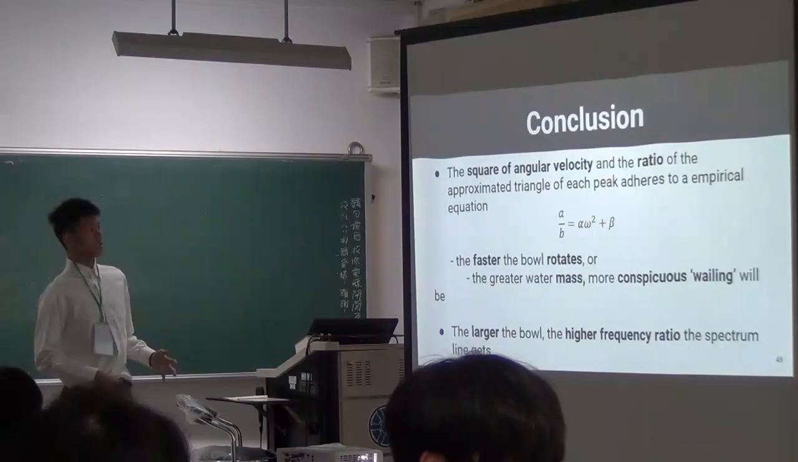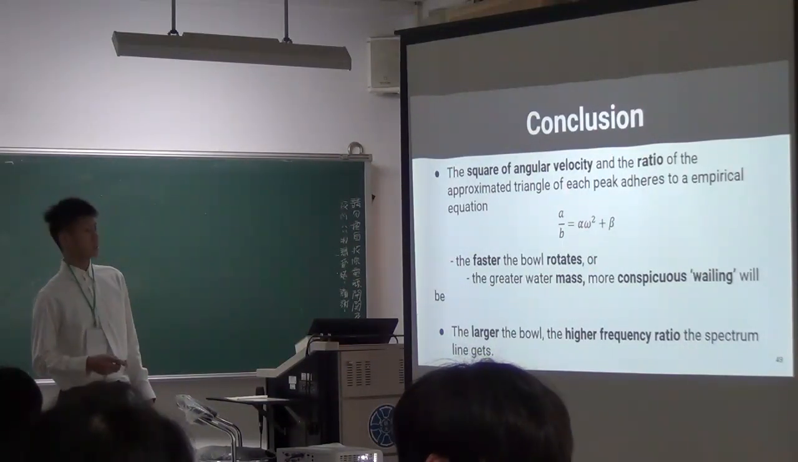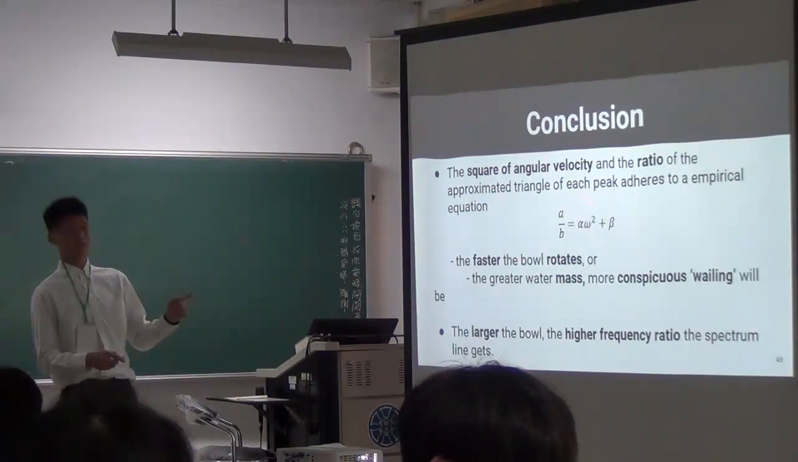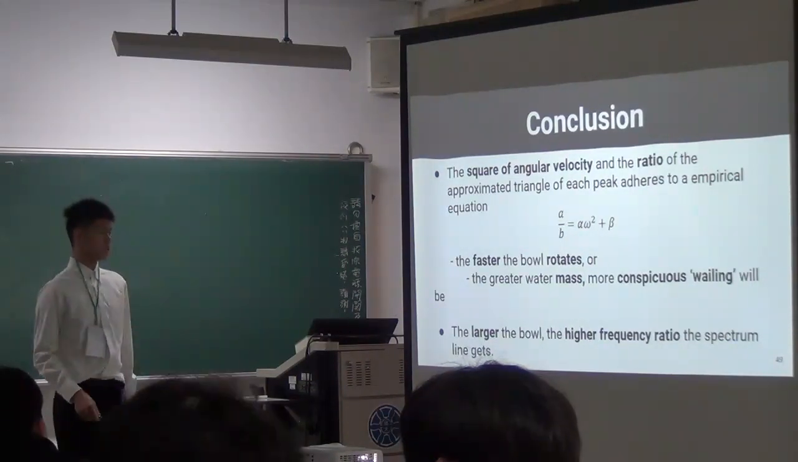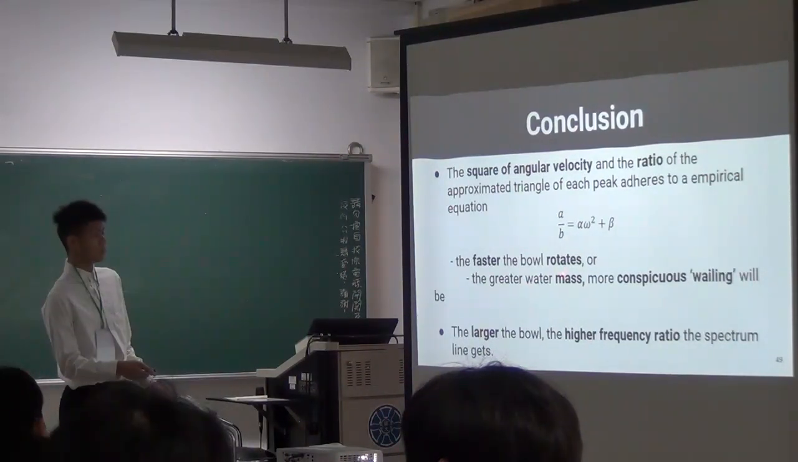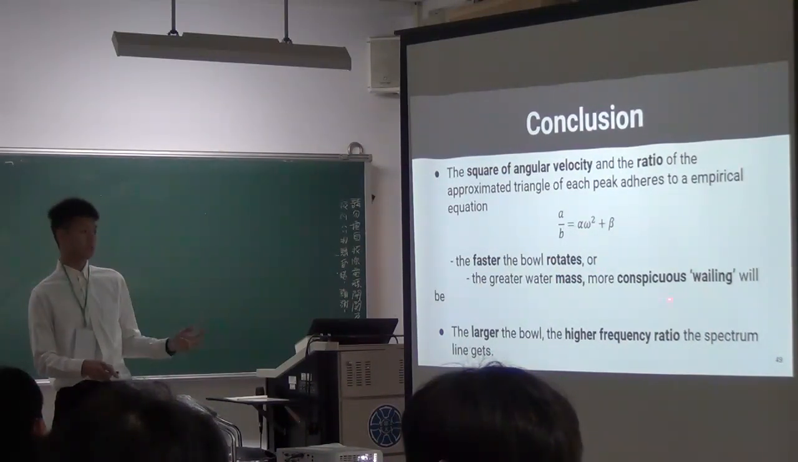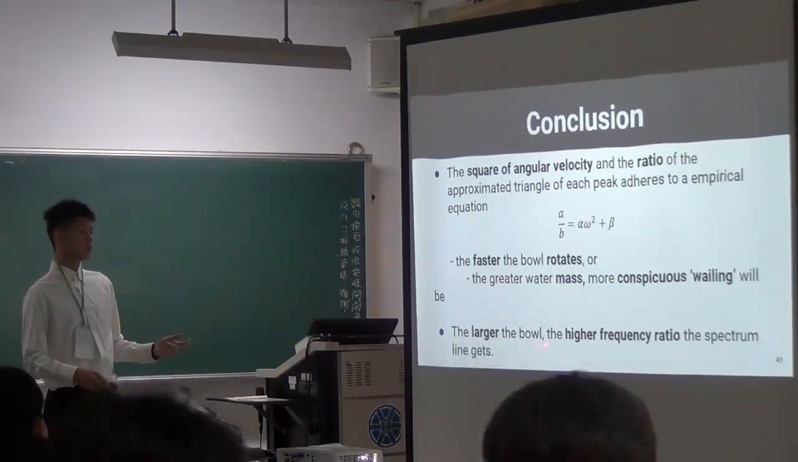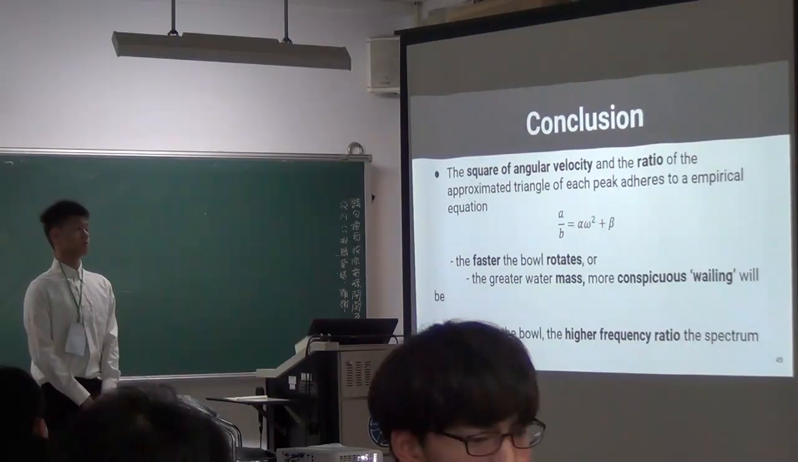After some observations, we observed that the square of angular velocity and the ratio of the approximate triangle of each peak, only the first peak, adhere to the empirical equation, this one. So in conclusion, the faster the ball rotates, or the greater the water mass, the more conspicuous the wailing will be. Okay, and also the larger the ball, the higher the frequency ratio the spectrum line gets.